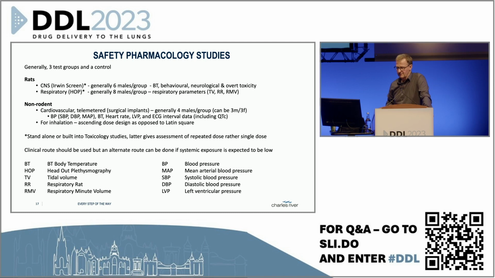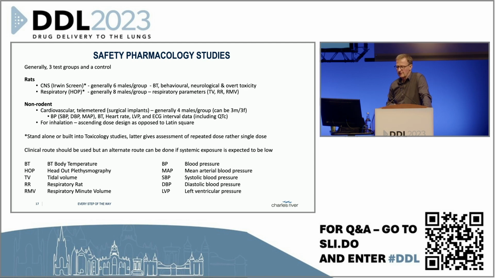QTc interval. Now for inhalation, we have to do, or it's more efficient to do, an ascending dose design where all animals receive the control, and then a couple of days later, the low dose, and then mid and high dose, as opposed to the Latin square design, which is more frequently used for other routes of administration.